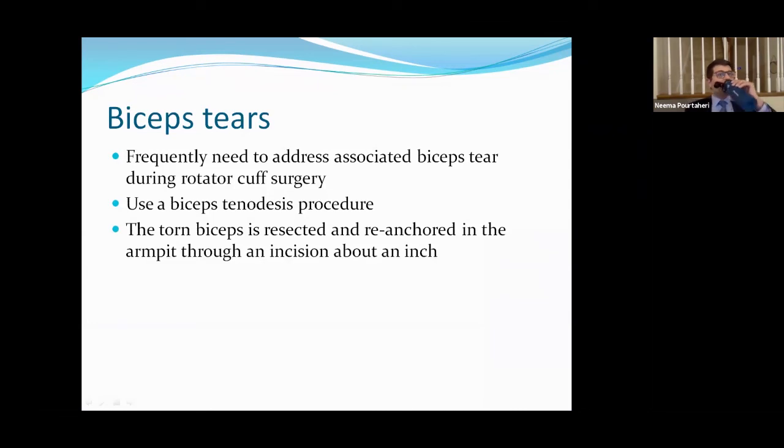So it's important to talk about biceps tears. These are frequently seen during surgery. And when I mean biceps, I mean the long head of the biceps that actually anchors at the top of the shoulder and travels at the front of the shoulder. These tears are frequently seen during surgery and need to be addressed. I use a biceps tenodesis procedure where the biceps is re-anchored in the armpit with an incision about 1 inch.